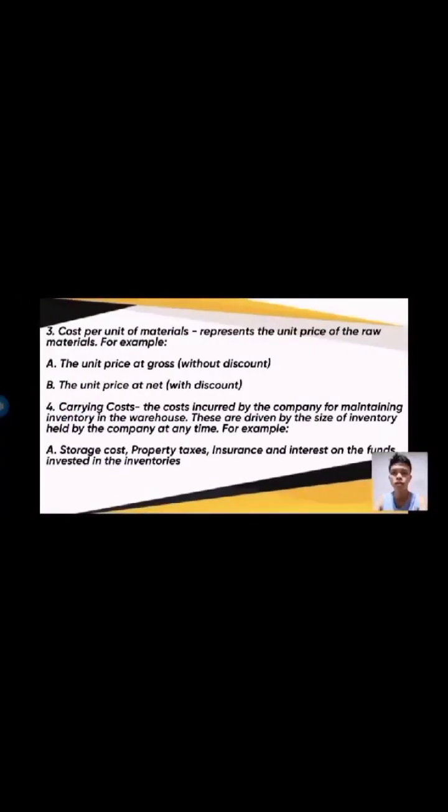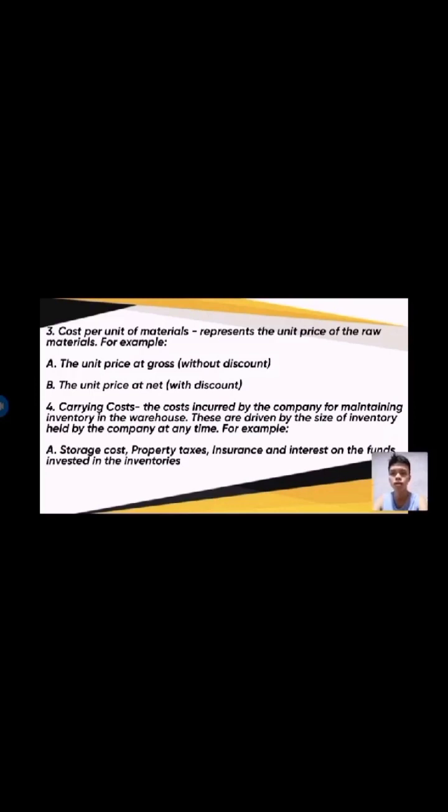So, next, cost per unit of materials represents the unit price of the raw materials. For example, in A, the unit price at gross, or in B, the unit price at net. This one is simple. In A, it is the total amount, while in B, it is the amount after deductions.